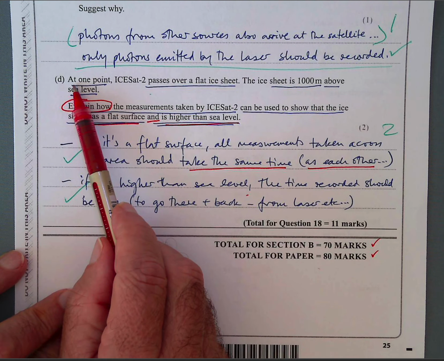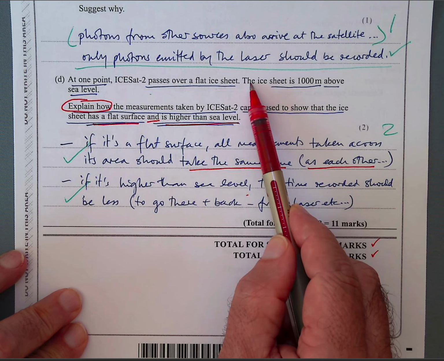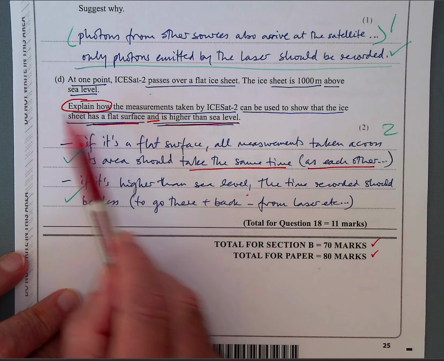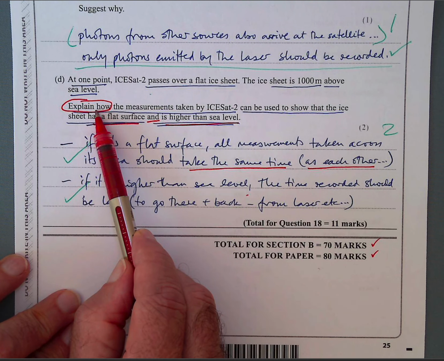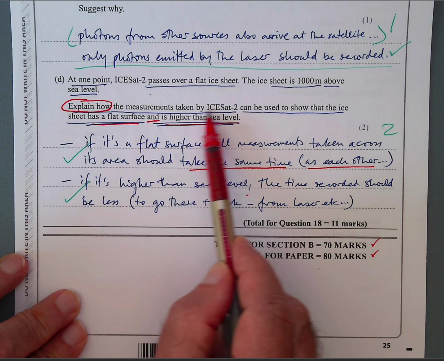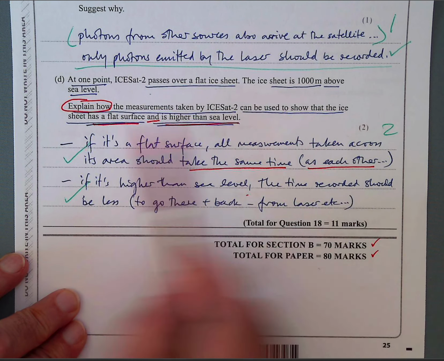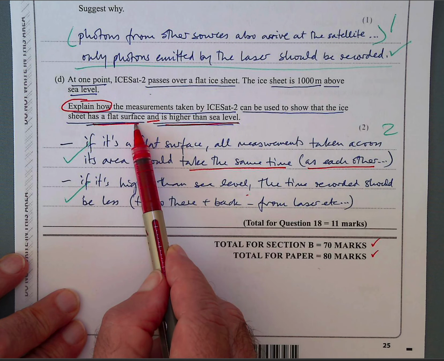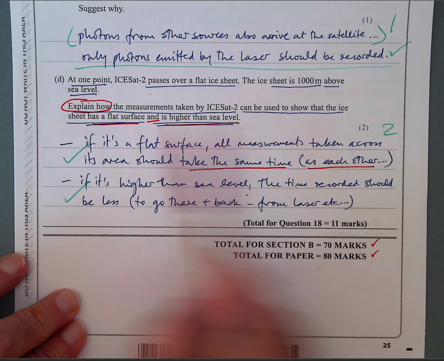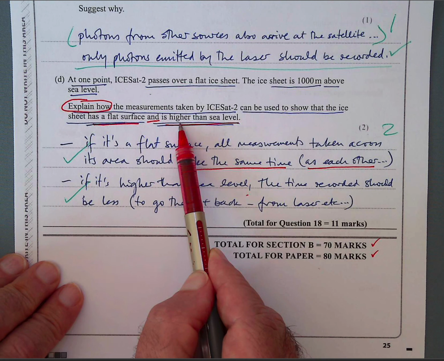Then it says, part D, at one point the satellite passes over a flat sheet of ice. The sheet is 1,000 meters above sea level. So it's another explain question, which means you have to drive the point home and explain it as deeply as you can. Explain how the measurements taken by the satellite can be used to show that the ice sheet has a flat surface, and secondly, is higher than sea level. So that's the 2 marks: 1 for showing how you can explain that it's a flat surface, and 1 mark for explaining that it's higher than sea level.